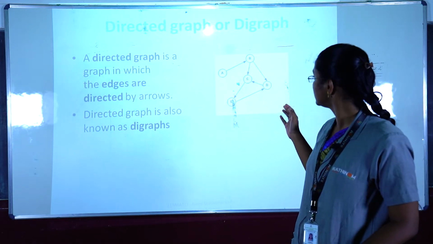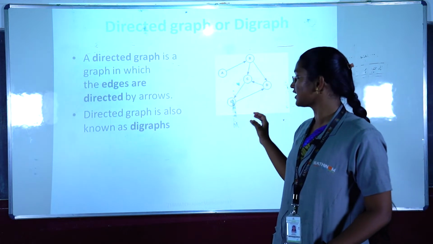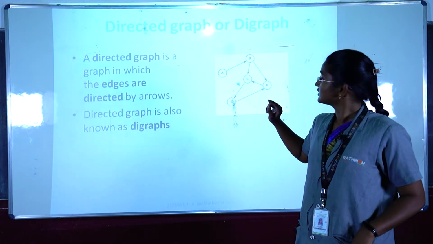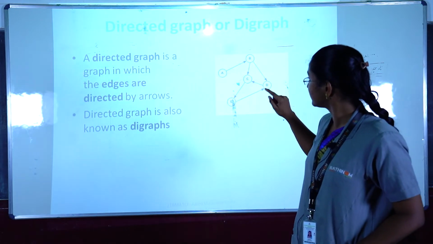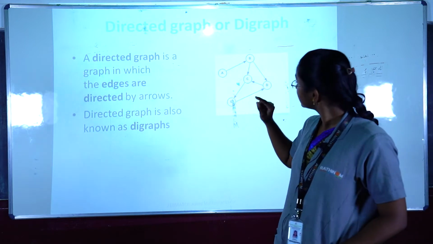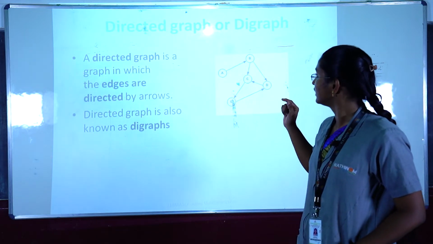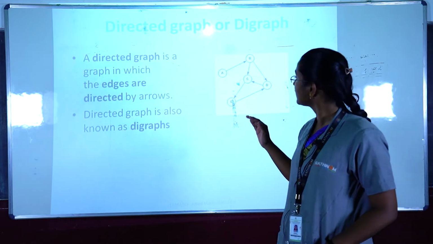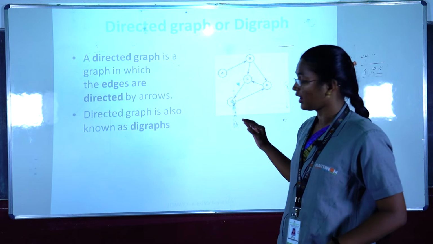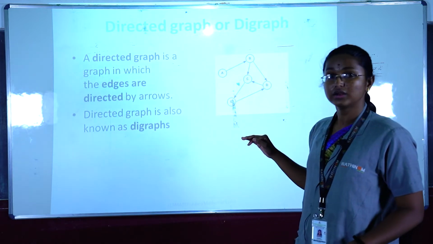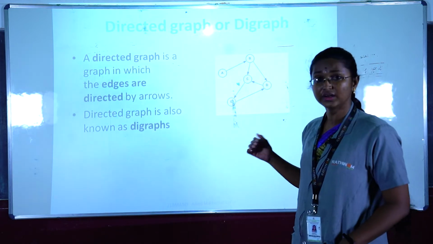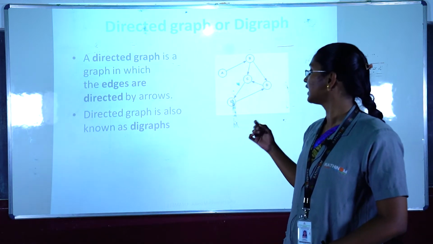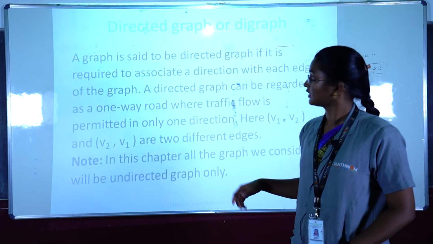A, B, C, D, E are the 5 vertices, and each edge is denoted with an arrow. That means the edge is from A to B. There is no edge from B to A. In this case, the edges AB and BA are not the same; they are different. A directed graph is also called a digraph.